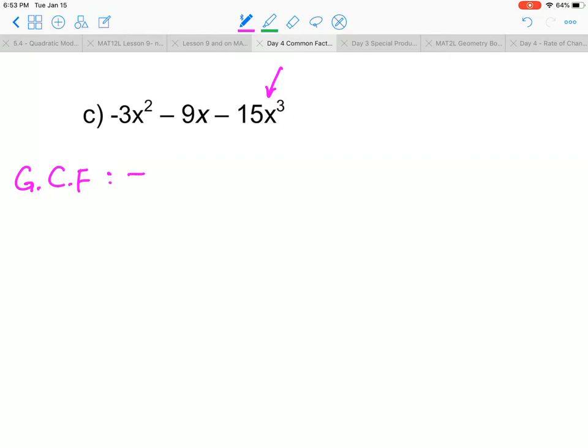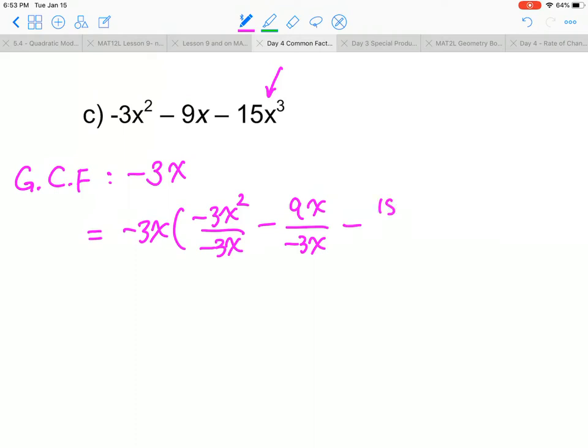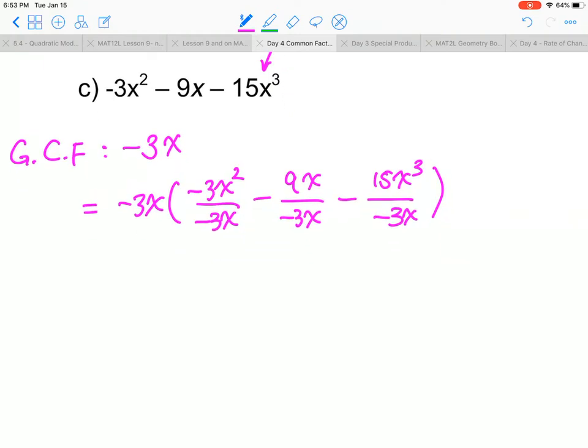So 3, 9, and 15, 3 is the GCF of all three numbers, and all the terms have the x, so then I will put the x. Well, the lowest power is 1, so then the GCF is negative 3x. Now then this equals negative 3x, so then negative 3x squared divided by negative 3x minus 9x divided by negative 3x minus 15x cubed divided by negative 3x, and then close the brackets.